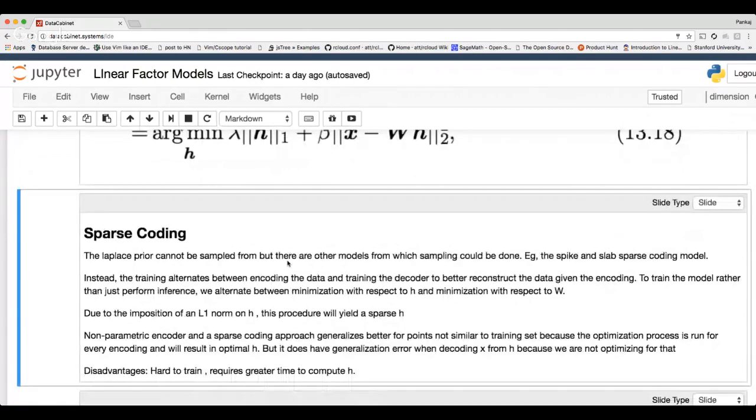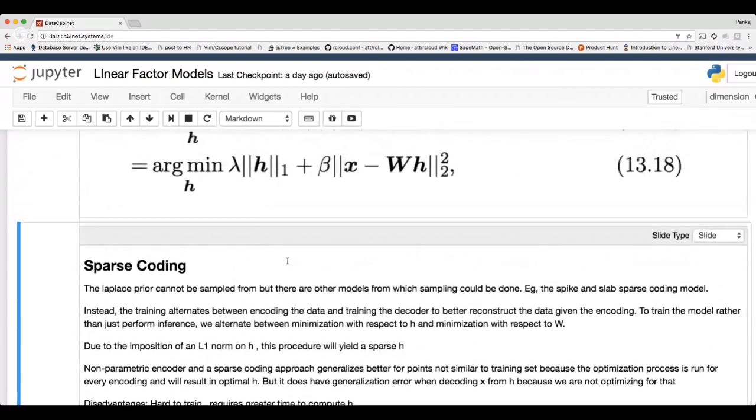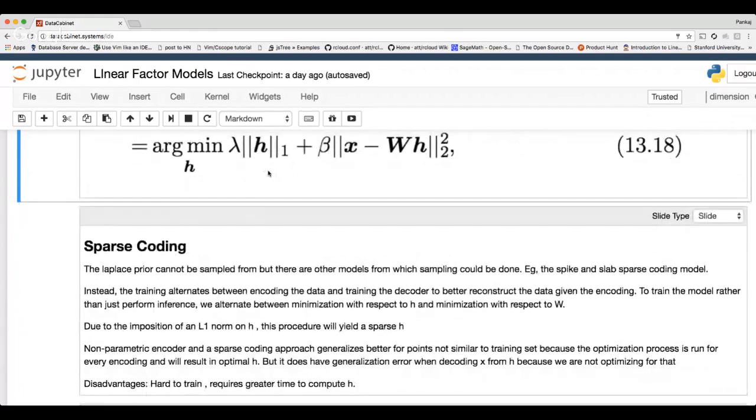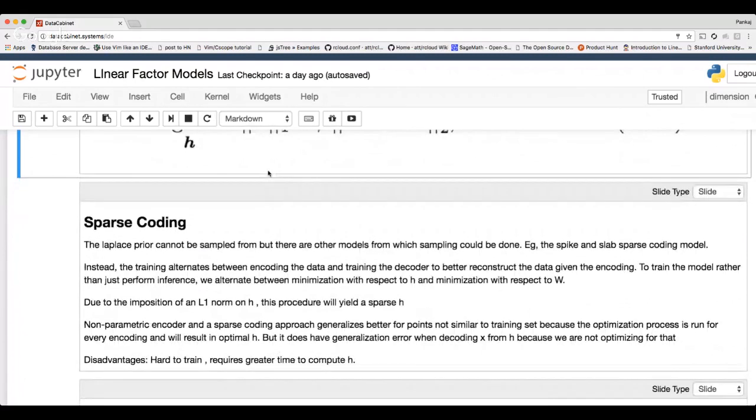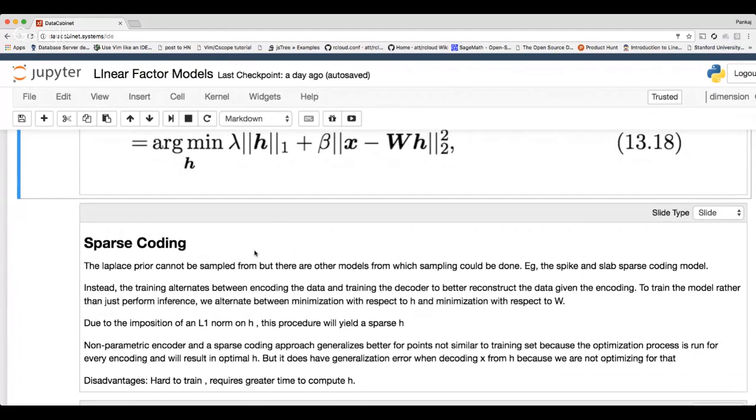And also, if you see, this is trying to argmin on H the L1 norm of H. So it induces sparsity. Only a few features are selected, not all features get selected. That's how you get H.